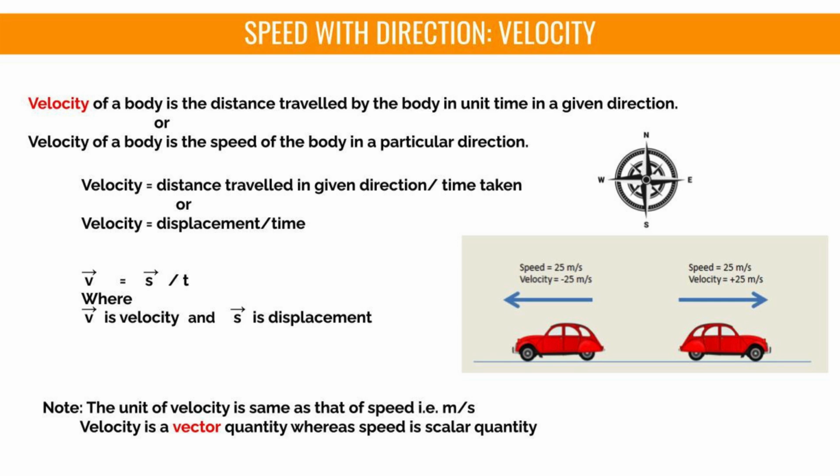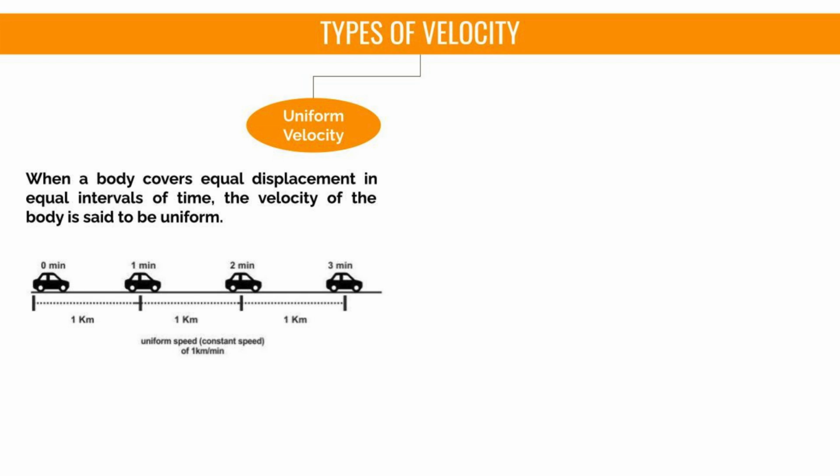represents displacement. For example, if a car is moving at 25 meters per second, we only know the speed. But if we say the car is moving at 25 meters per second towards the east, now we are describing velocity. There are mainly two types of velocity, uniform velocity and non-uniform velocity. Now let's understand them one by one.